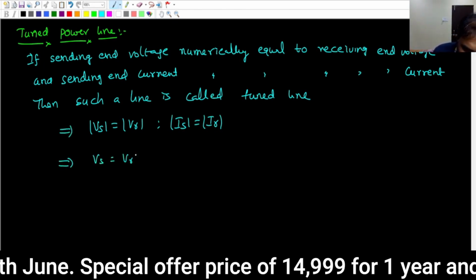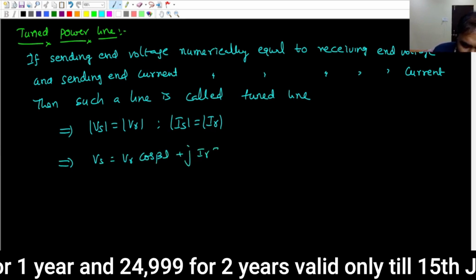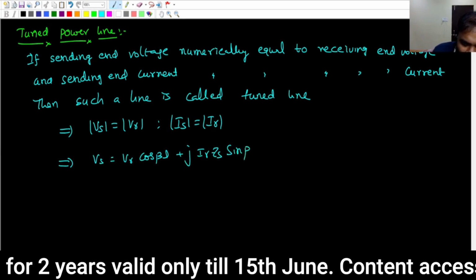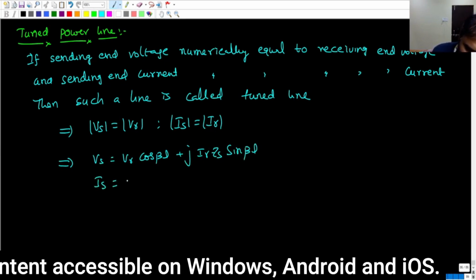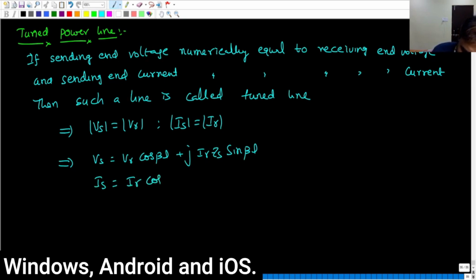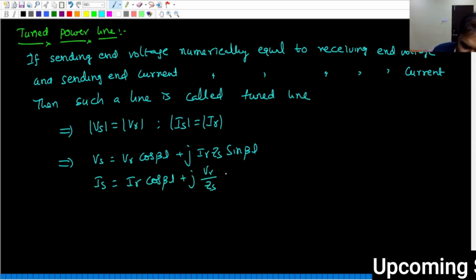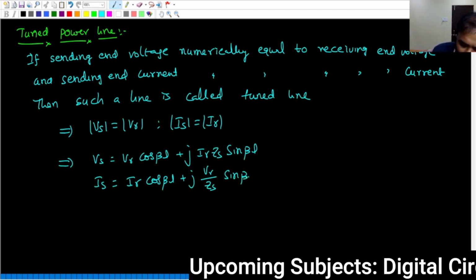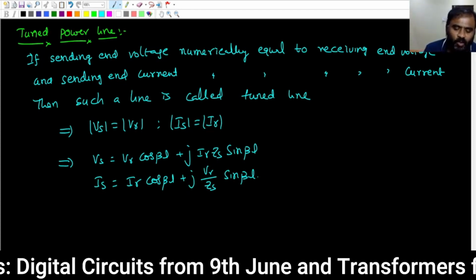Let's see what the Vs expression is. Just recall: VR cos beta L plus j IR Zs sin beta L, correct or not? From the last class. What is the Is expression? IR cos beta L plus j into VR by Zs sin beta L.